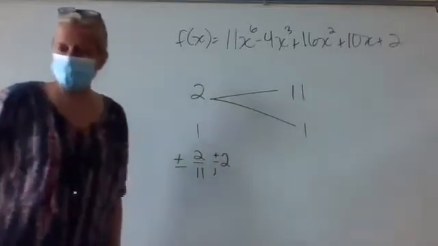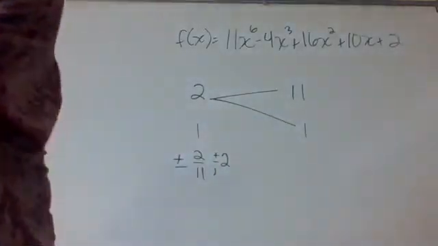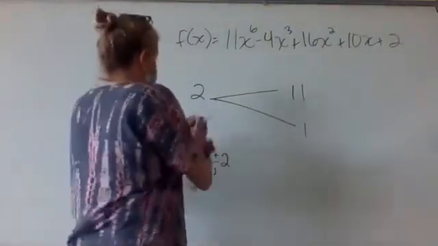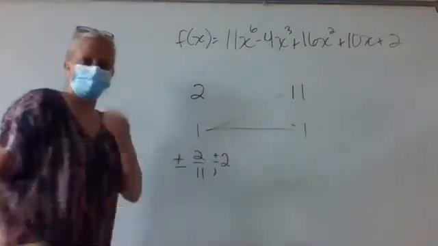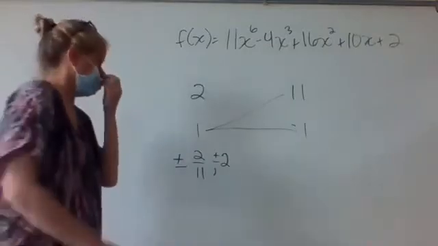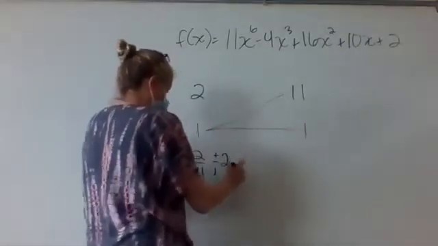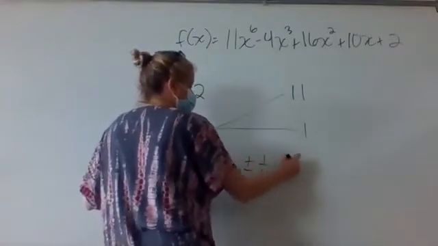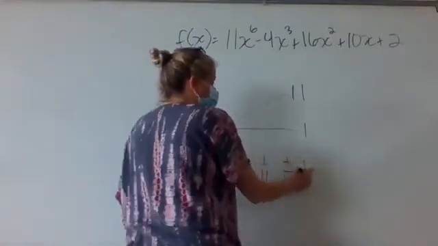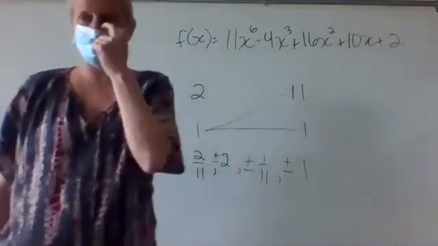Then start all over and use the 1, this one, as your numerator. So you'll put it over 11 and 1. And again, it's the positive and the negative. So positive and negative 1 over 11, positive and negative 1 over 1, and 1 over 1 is just 1.